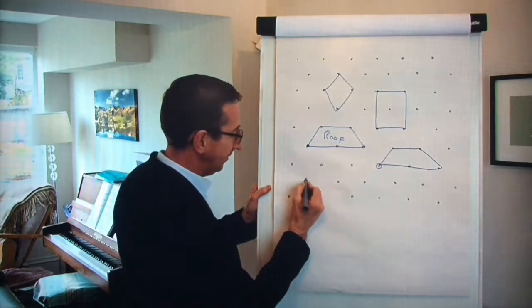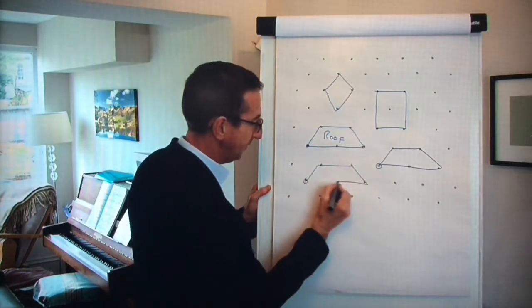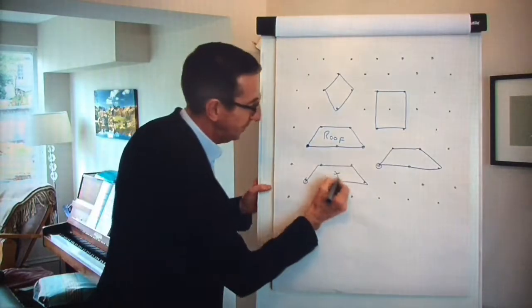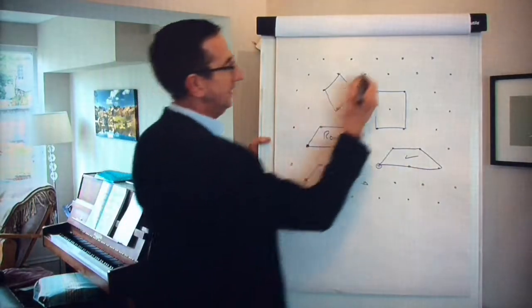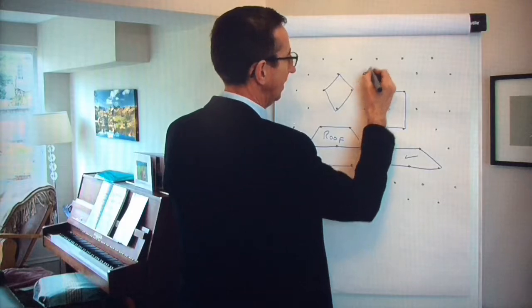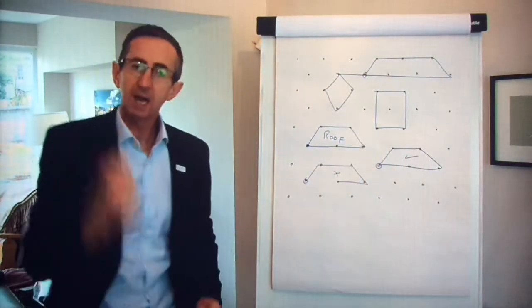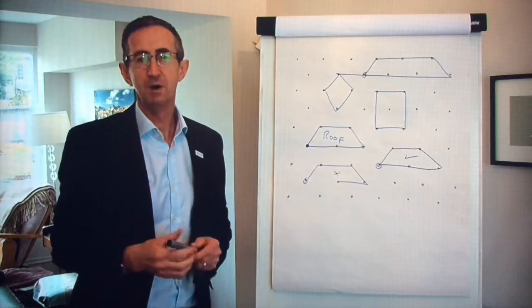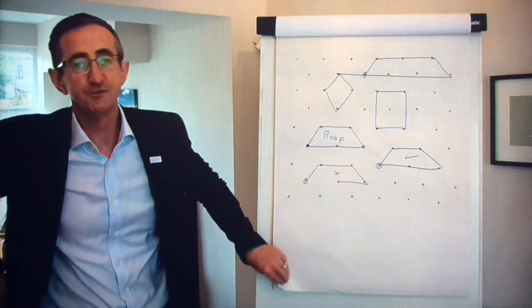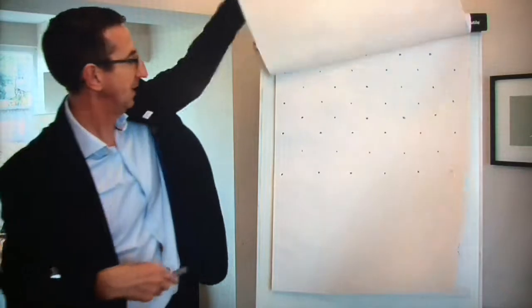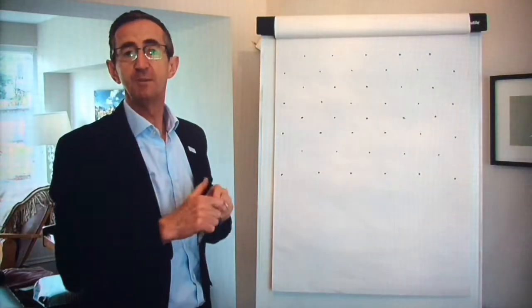You could say, do you think this is a roof? No, that's not a roof. That's a roof. Is this a roof? No, that's not a roof. So you're very clear about the shape that you want them to draw. And what happens then is the pupils just draw their own roof shapes.